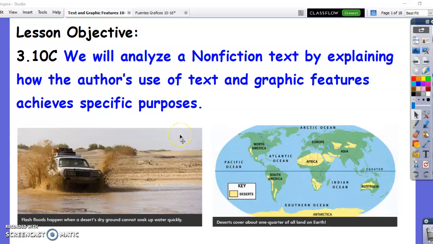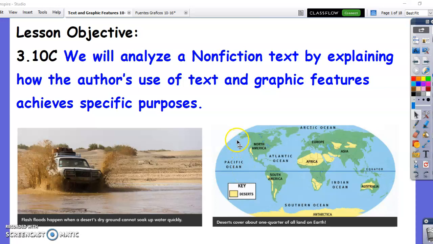We've been reading fiction stories up to this point, stories that were made up, that have characters and have a theme and have a problem and a solution. This week we'll be talking about nonfiction. It's the same story that you did your vocabulary over. So we have real pictures, real information.